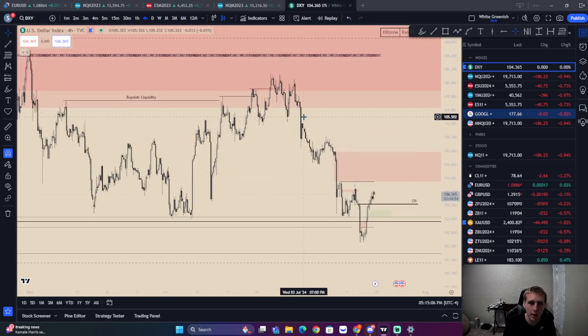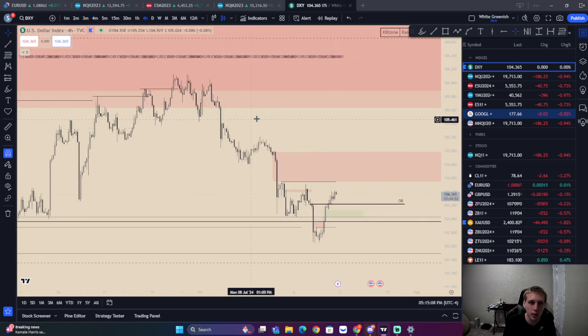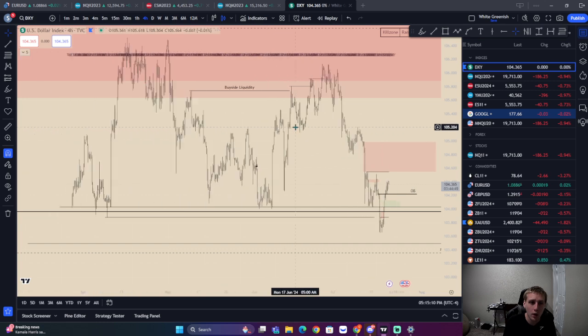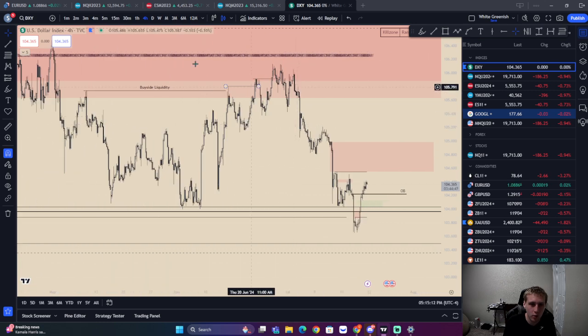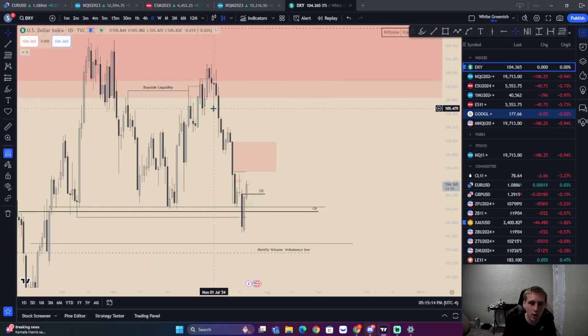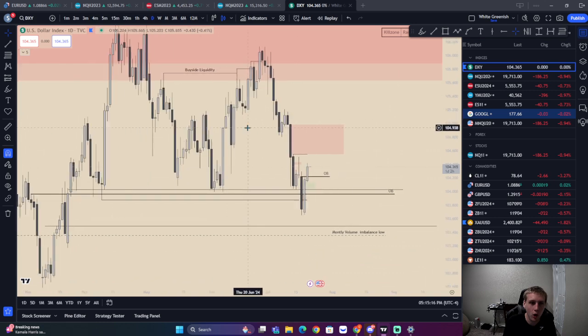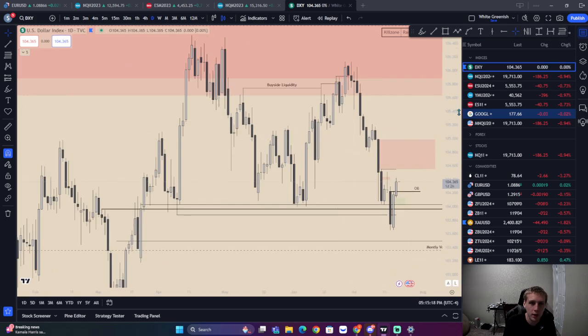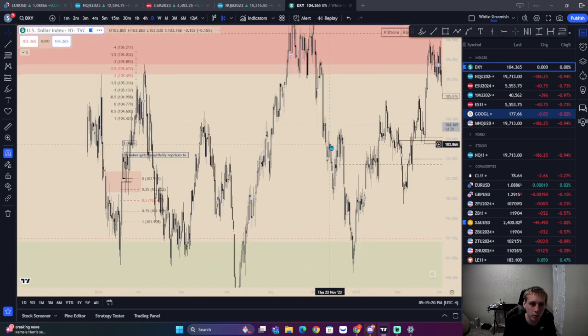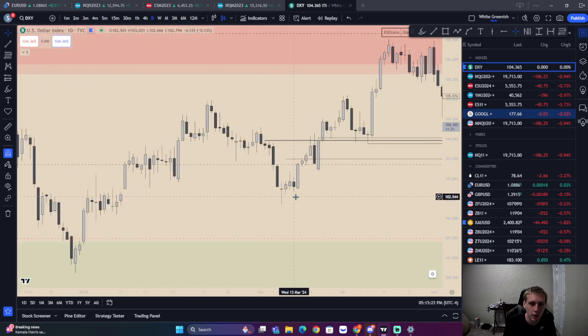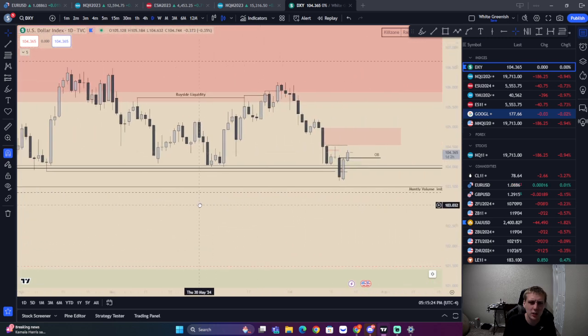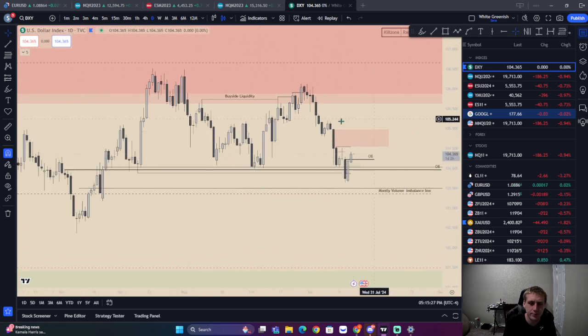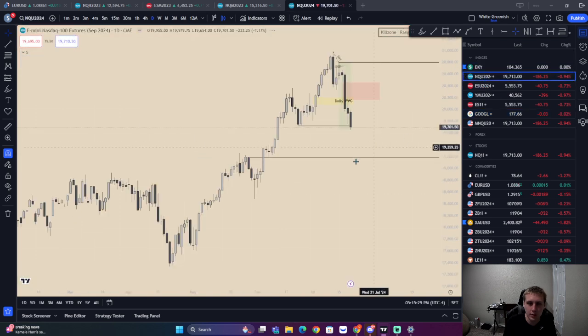We also have this imbalance here. This breakaway gap could become a draw on liquidity, but like I've been saying with dollar for a while, it's kind of hard to really read this since we are in just a consolidation. We've been in a consolidation forever. We've just been consolidating, so it's kind of hard to get a good gauge on this, especially when there's not much that I personally like to see in my analysis.